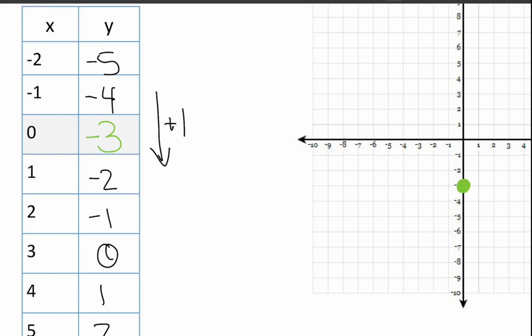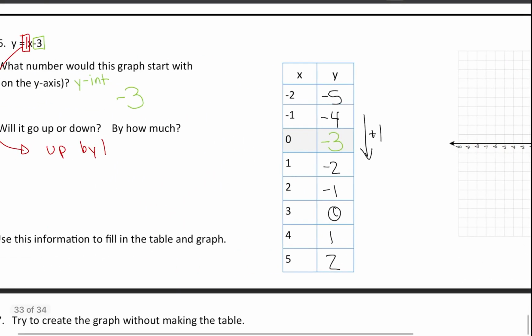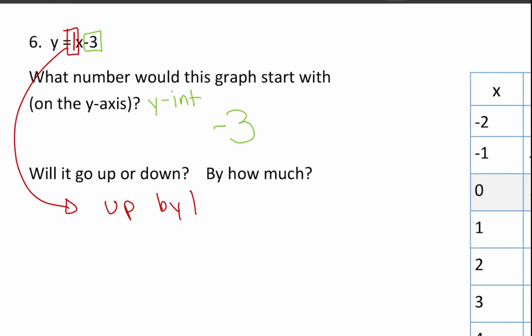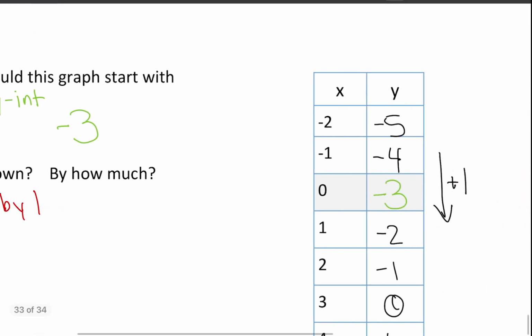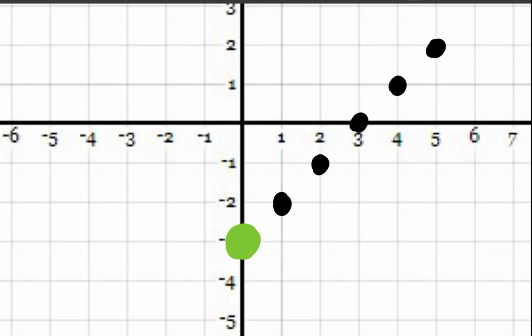Now, you can use your table too, but I'm trying to get us away from the table. We said that that plus 1 earlier, that positive 1 that's in front of our x, is telling us to go up by 1. So on my graph here, I'm going to go up 1. But I don't just go up 1. Every time I take a step to the right, I have to go up 1. That's what it's representing. So keep that pattern. Up 1, right 1, up 1, right 1.